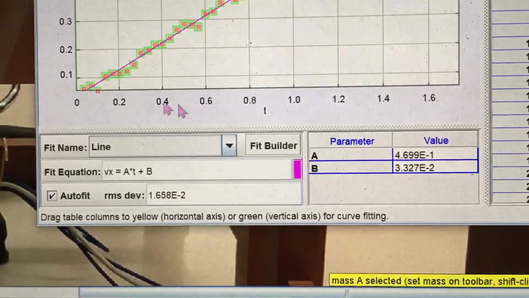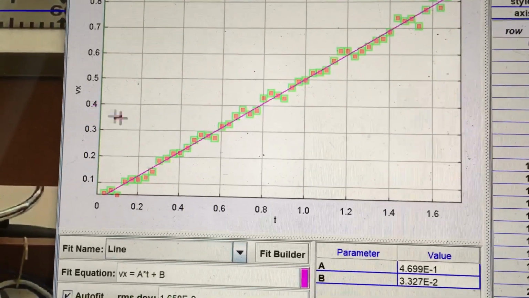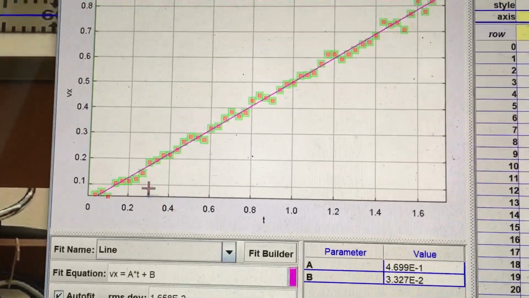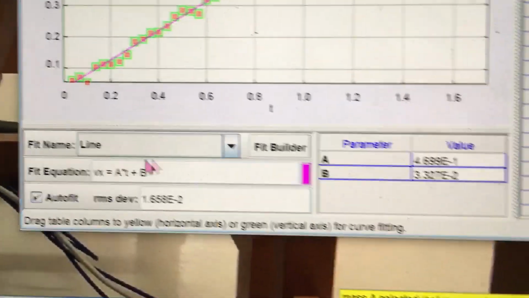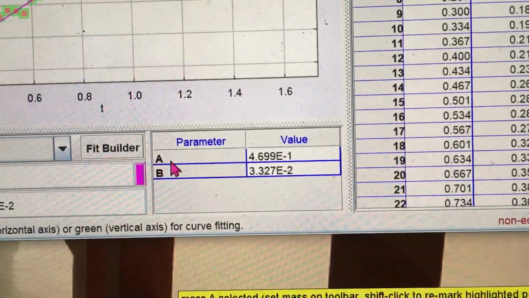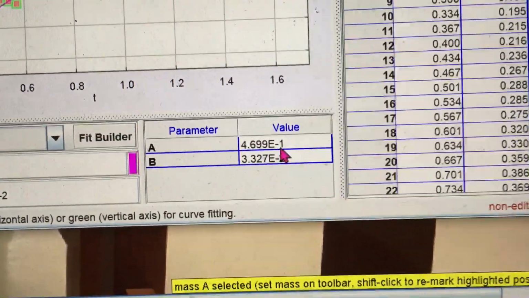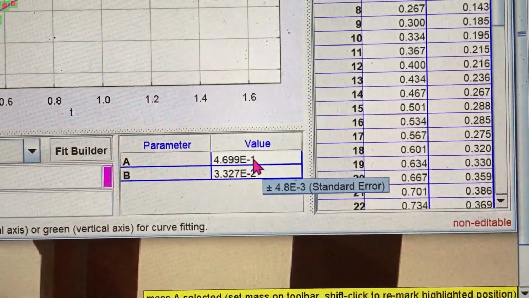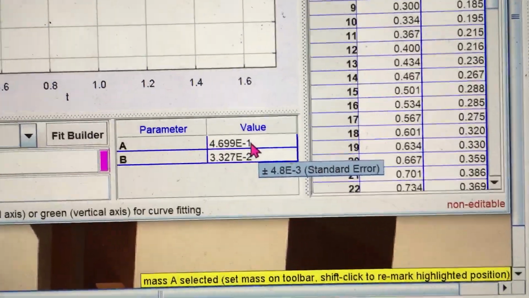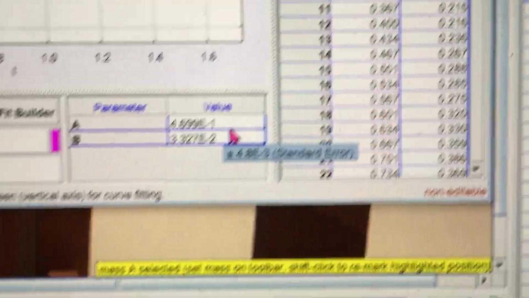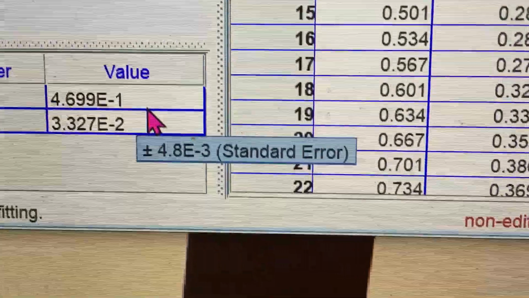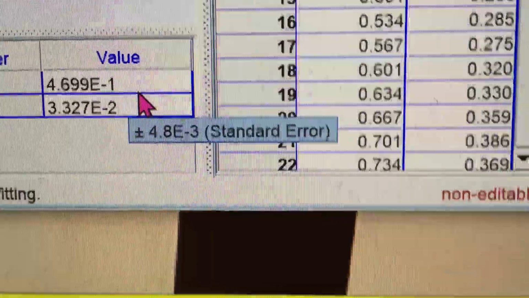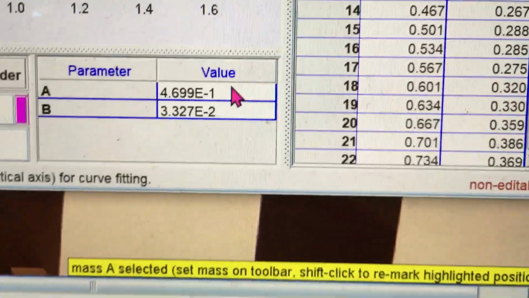So the number you're going to need to calculate the slope, which is the acceleration for the velocity versus time graph, is A here. This is your slope, 4.699 times 10 to the minus 1. And again, E minus 1 stands for 10 to the minus 1. It also gives you information about standard error, which is this thing here in the blue box, plus or minus 4.8 times 10 to the minus 3. That's the standard error that's mapped onto the thing.